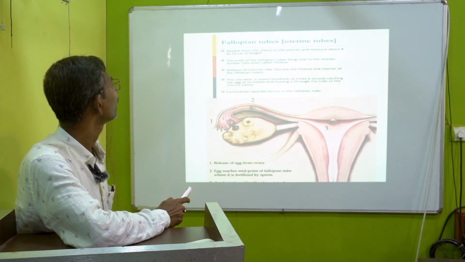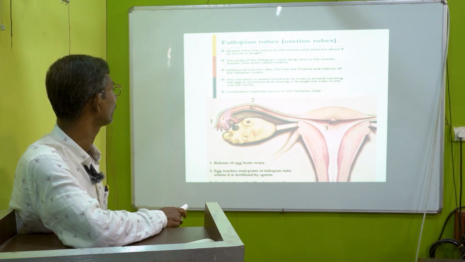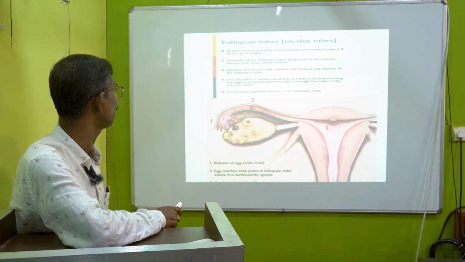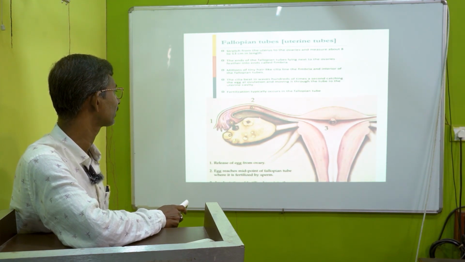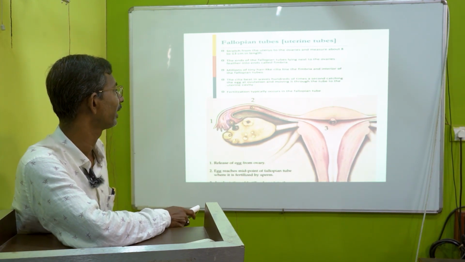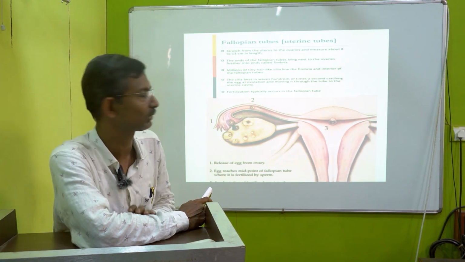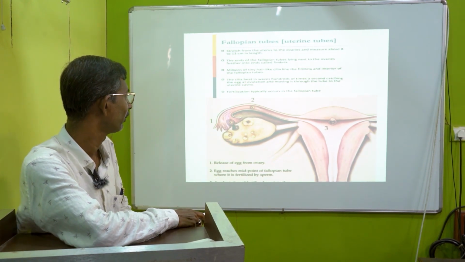Now the fallopian tube. In the fallopian tube, the ovum comes from the ovary, and here fertilization takes place. After fertilization, the zygote is formed. Now this zygote moves to the endometrium. Here the morula, blastula, and gastrula form, and ultimately the embryo is developed.